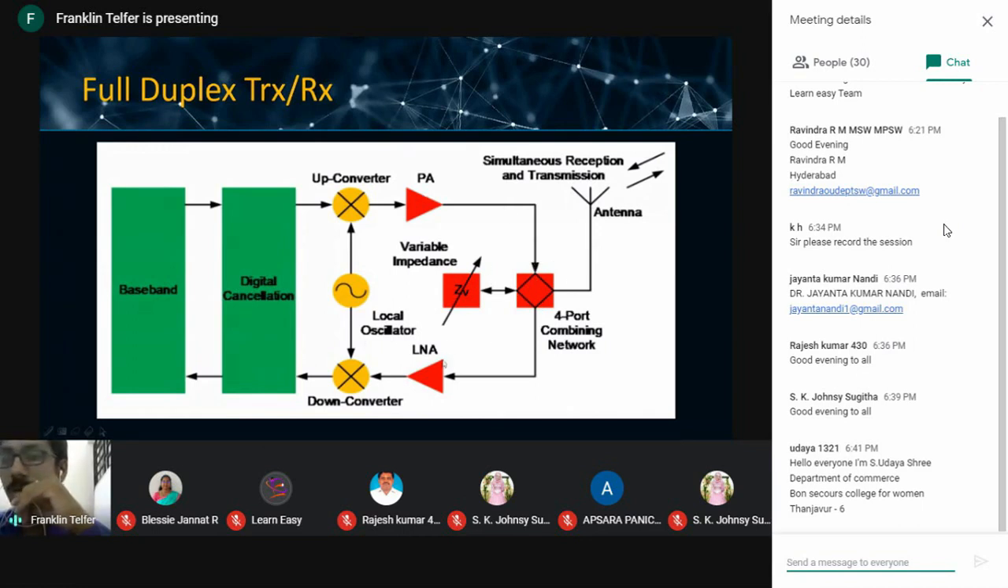There's a low noise amplifier, a down converter, the digital cancellation baseband, and it's forwarded to the up converter, as well as to the combiner port, and it also sends the signal. So an antenna can act as a transceiver also, with simultaneous reception and transmission. The received wave or the transmitted wave may get phase shifted, because if a wave gets imprinted on wave droplets, that is rain droplets, the phase gets altered.